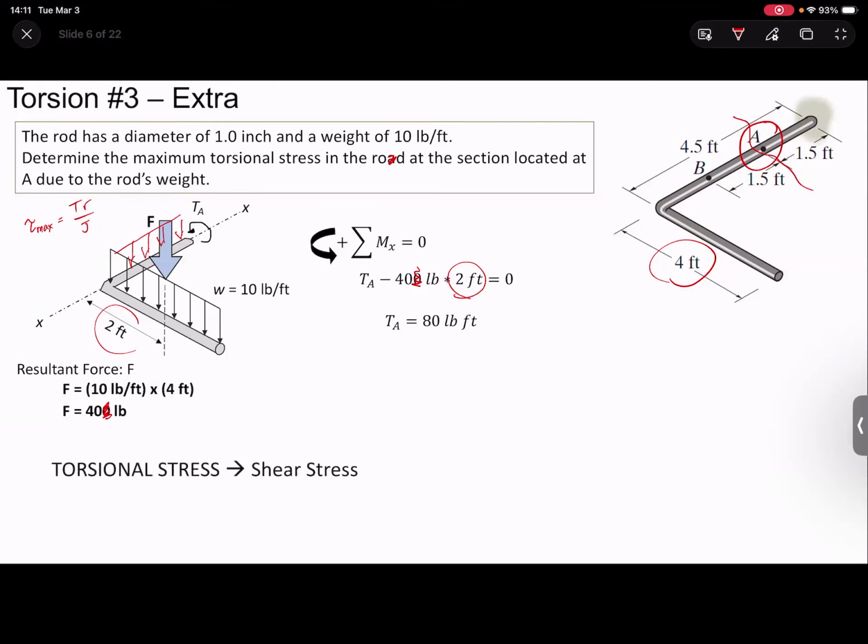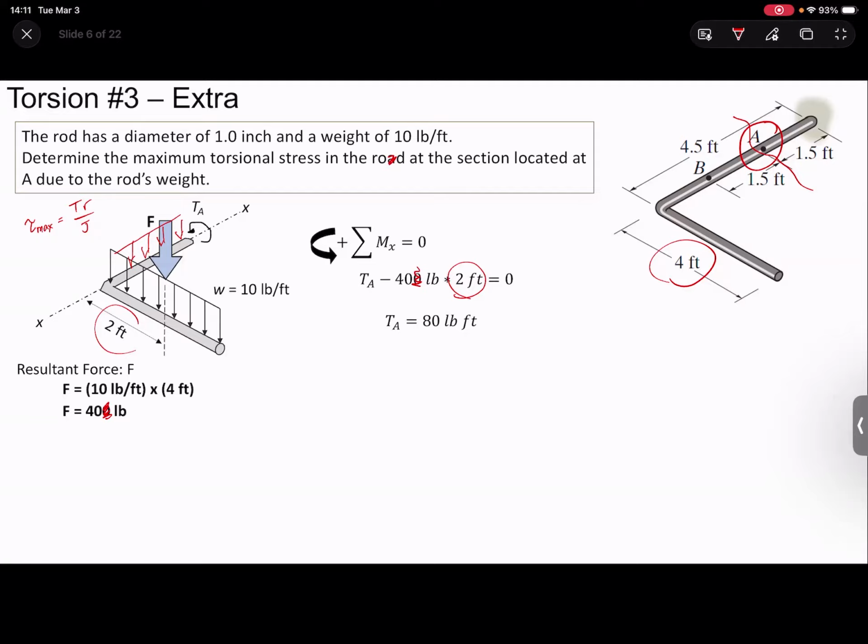And then what we need to find now is the shear stress. I like this problem because the terminology is a little different. This is taken from your textbook. Also, this is something that you might see on different FEs, since they switch it up every once in a while. Torsional stress in this case is shear stress.